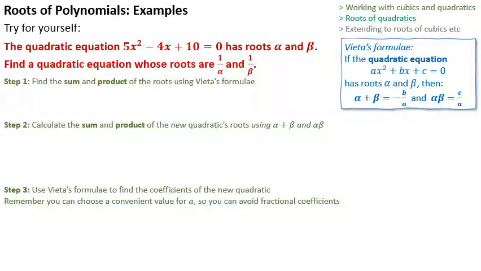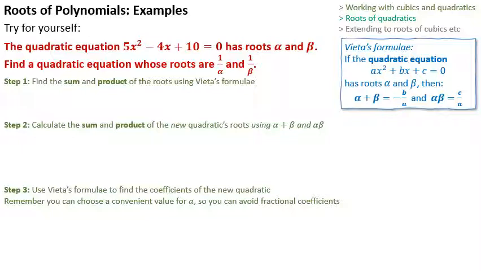Here's another one to try. We're starting with the same quadratic, and I've put the 3 steps up for you. So I'd encourage you to pause here and have a go at finding a quadratic equation whose roots are the reciprocals of the roots of this quadratic.